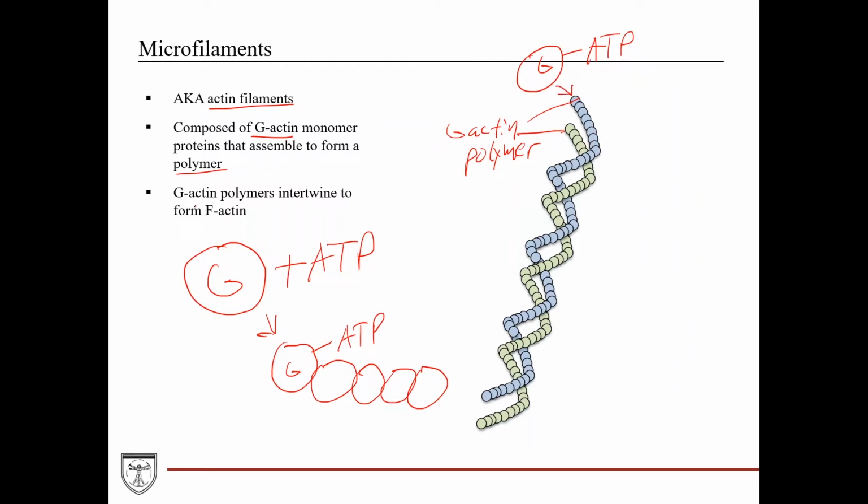And then what happens is that these G-actin polymers intertwine to form F-actin. So these two combine together. You can see these two polymers interacting like this. Together, that's what forms F-actin. And that's the final structure then of microfilaments.